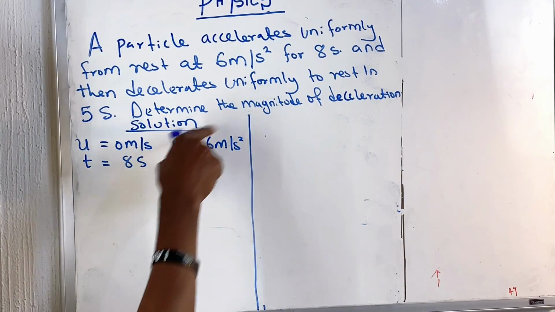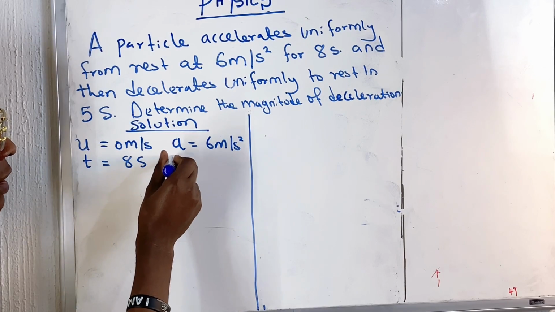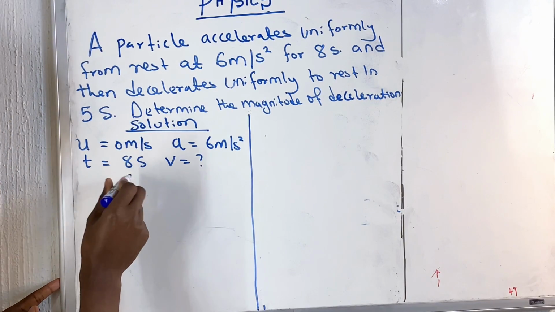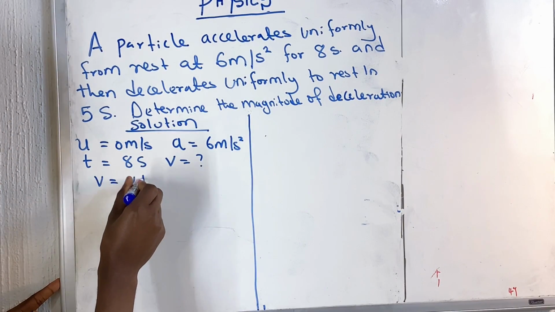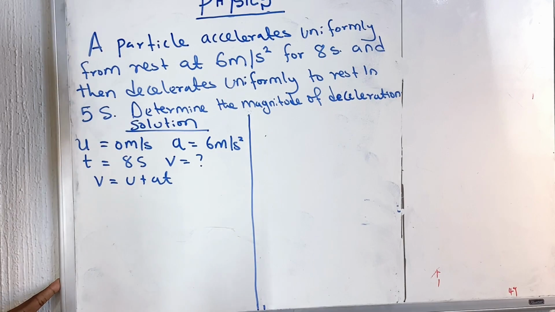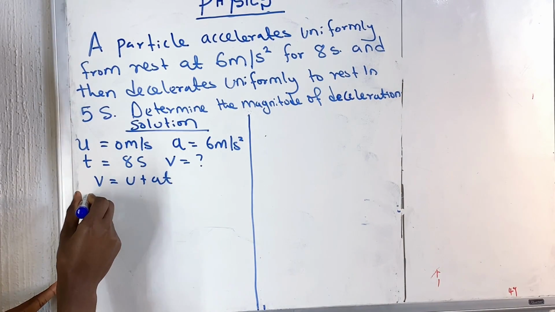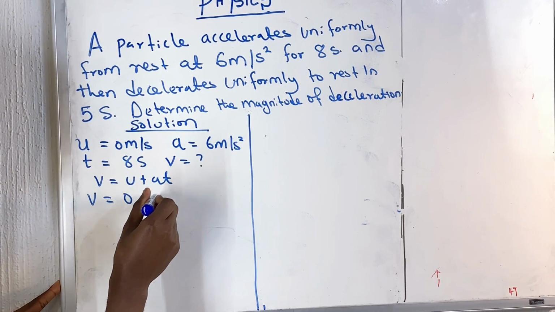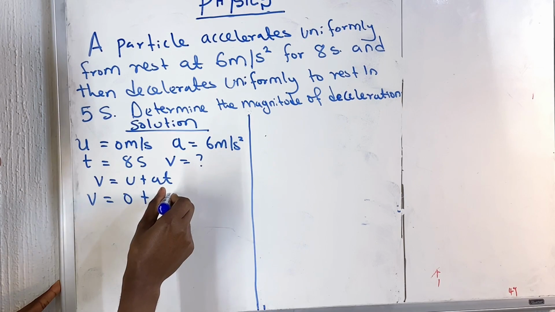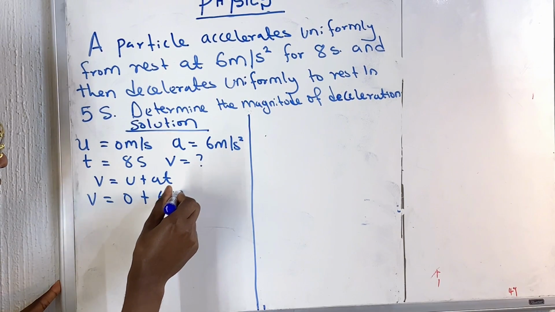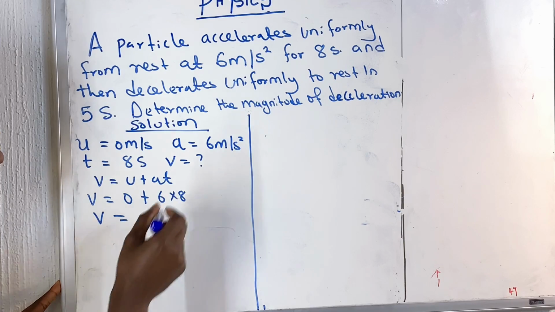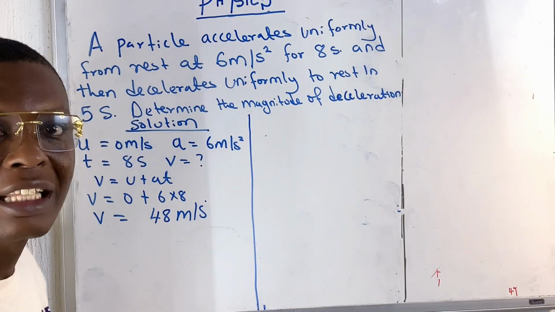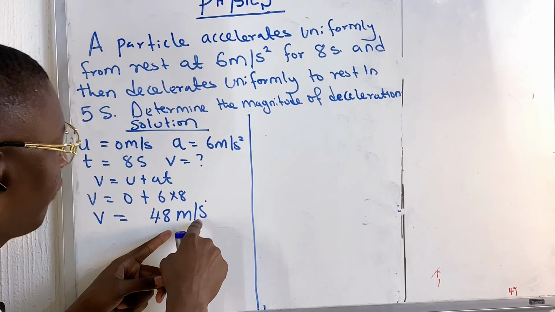So for us to be able to work this, we need to find its final velocity, v. For us to find the final velocity, which of the equations of motion will fit? I think v is equal to u plus at will do justice to this. Now substituting, v will be equal to 0 plus 6 times 8. So therefore, the final velocity will be 48 meters per second.